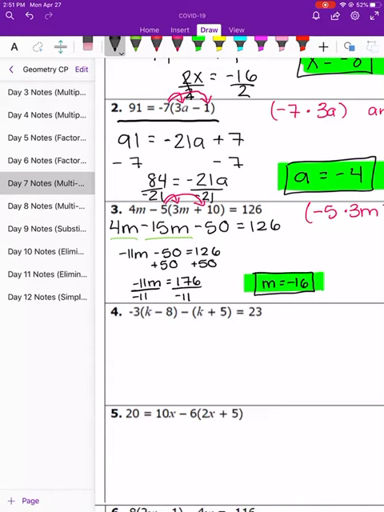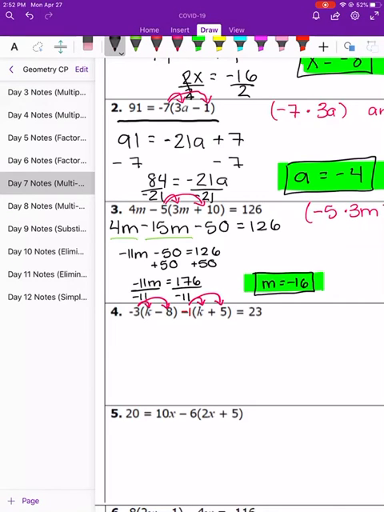For 4, it says negative 3 times k minus 8 minus k plus 5 equals 23. Okay. So I look at this as I have two things to distribute, because if we remember from notes before, this negative really means that I have a negative 1 out front. So I'm going to go ahead and distribute my negative 3 through. And I'm going to distribute my negative 1.